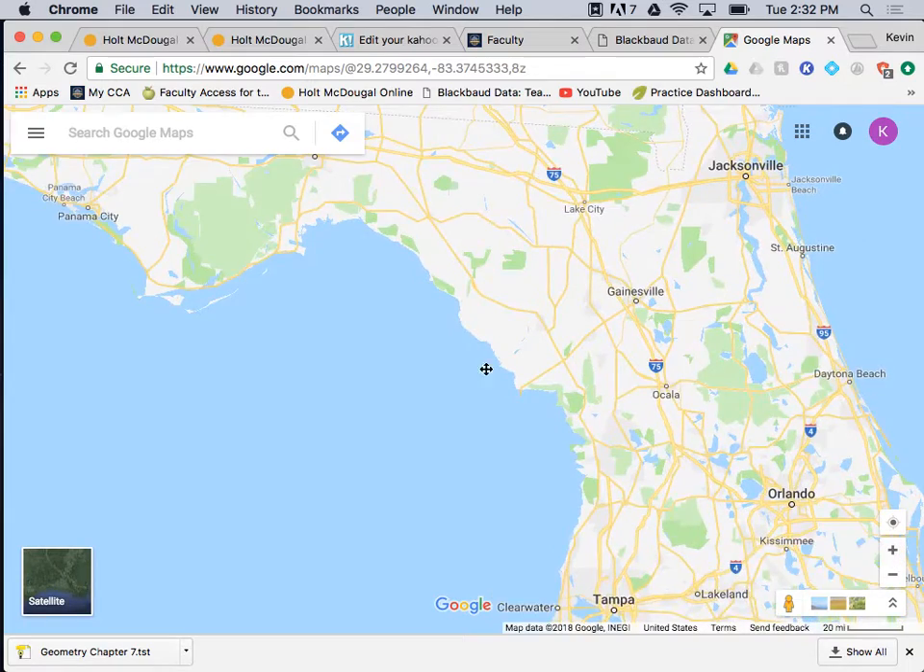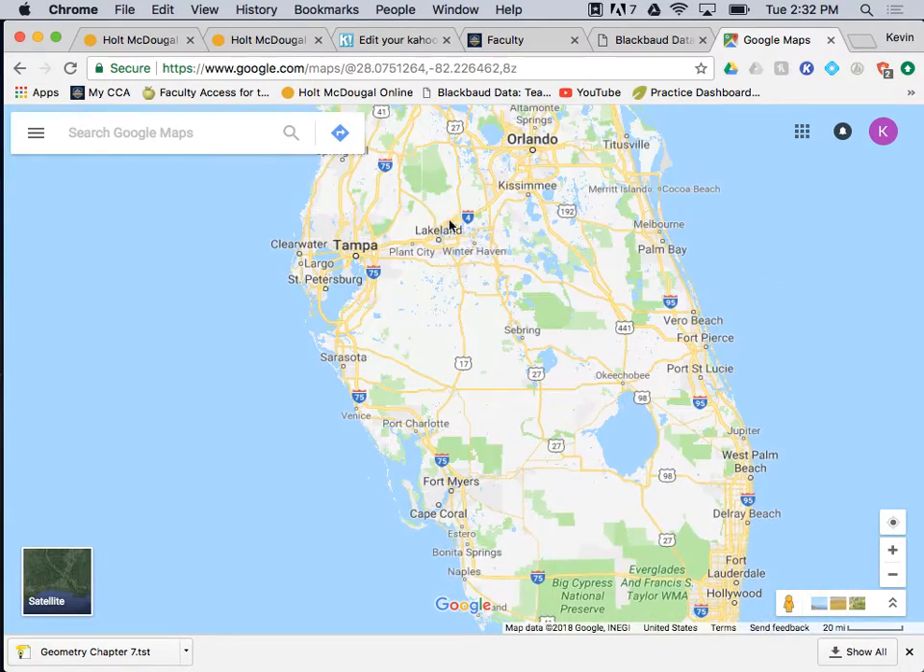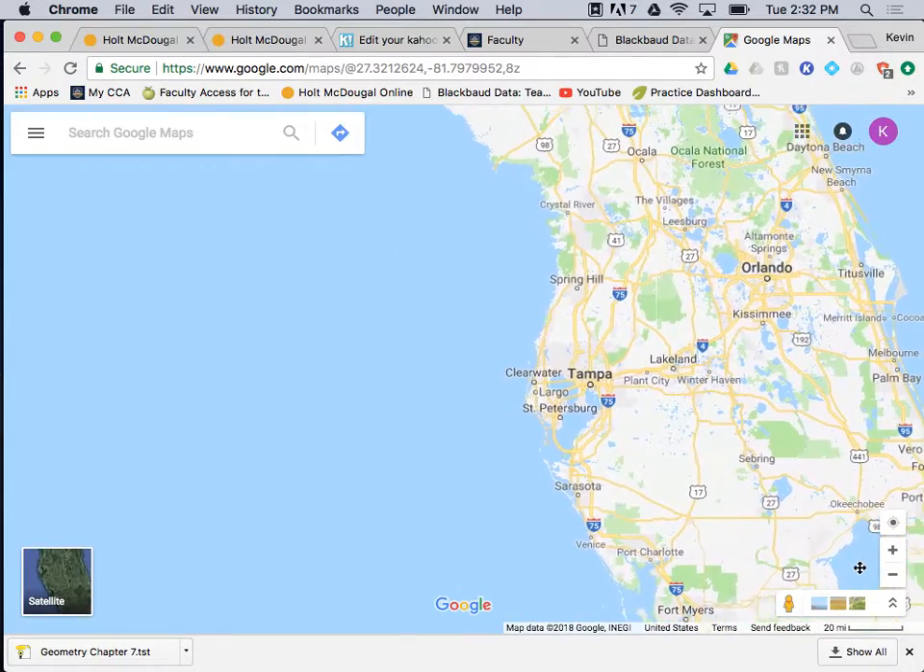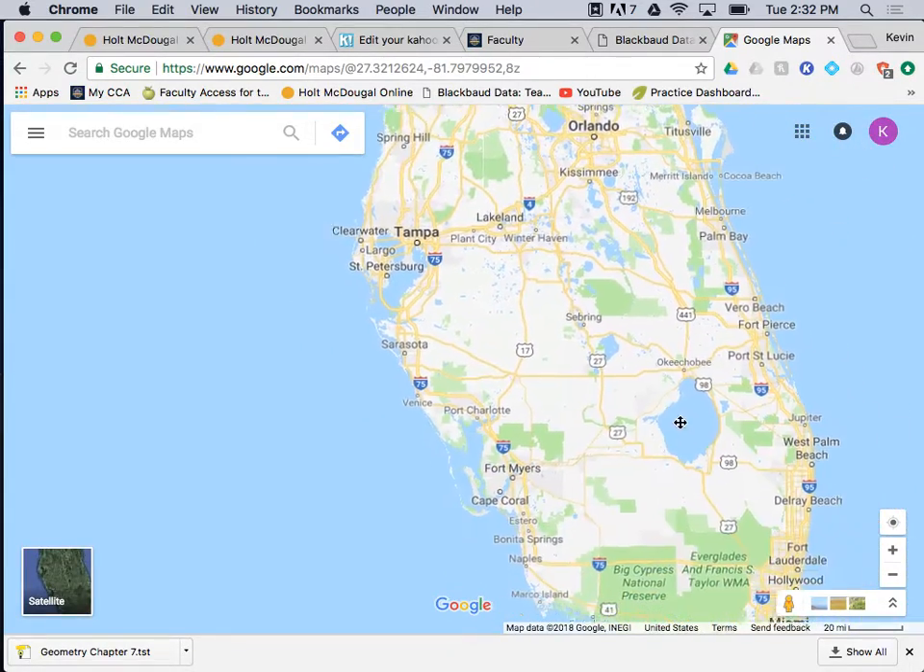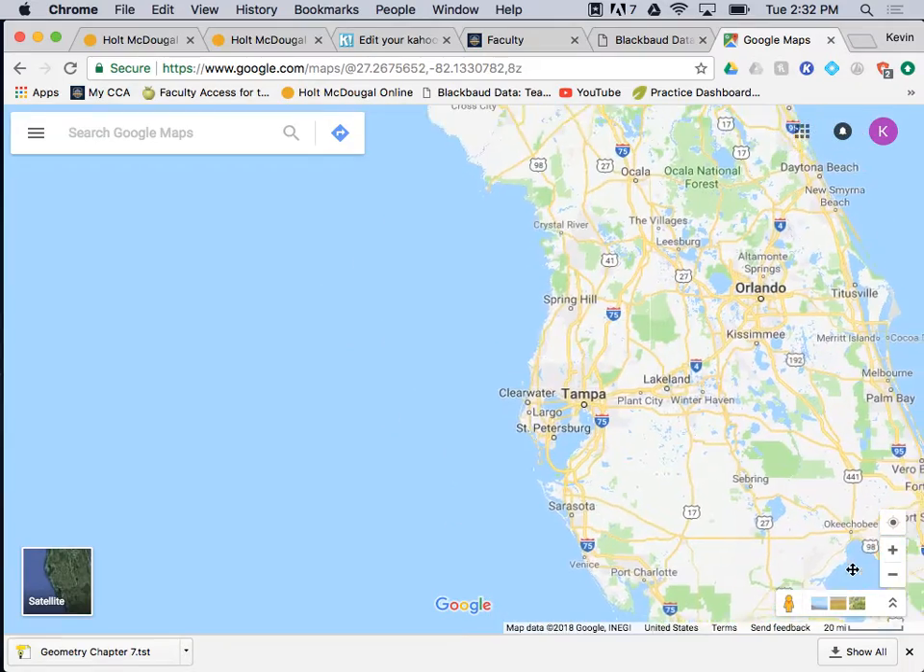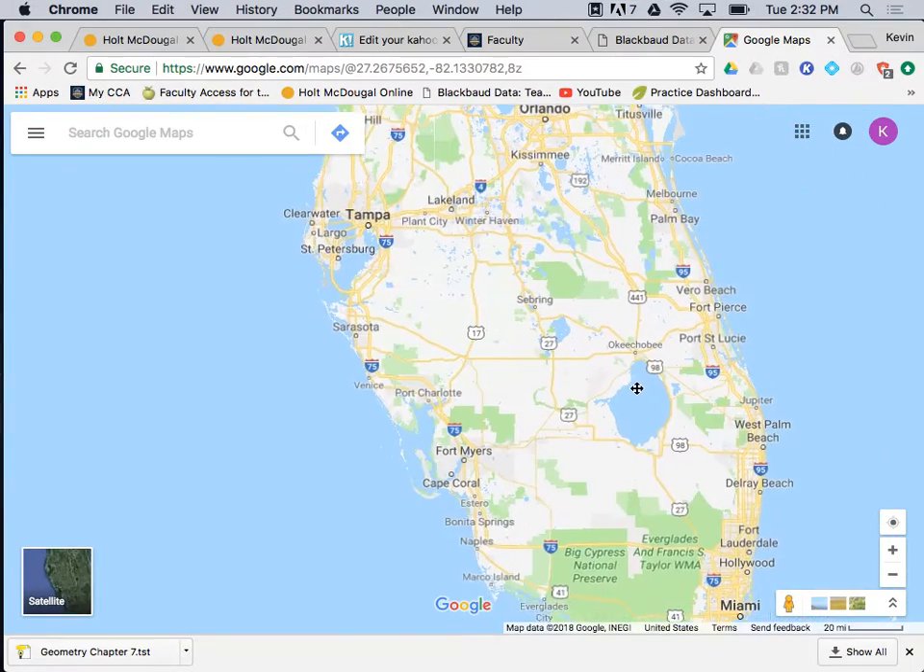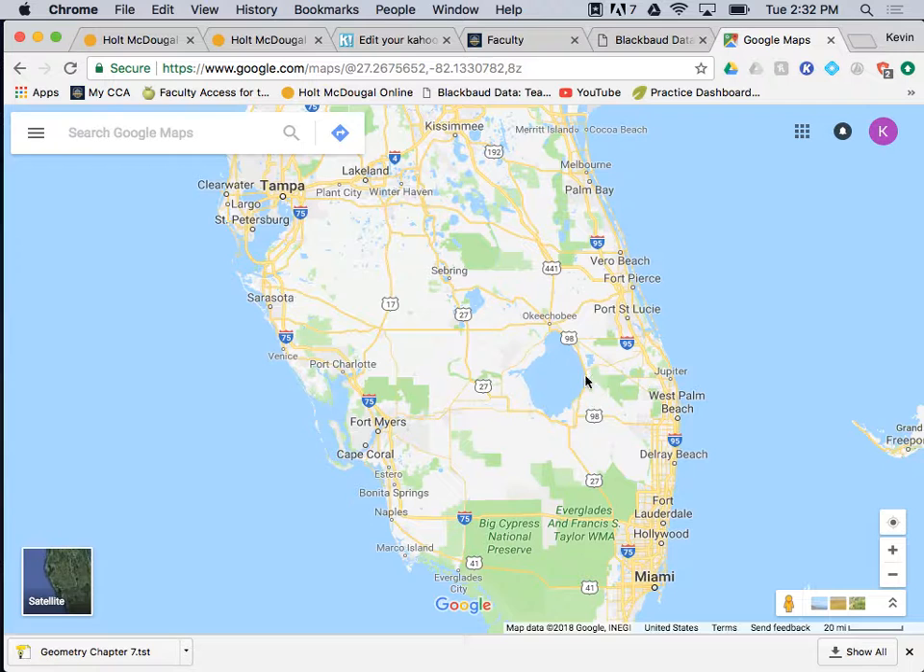Where is that? It's Florida. It's right here, Lake Okeechobee. If you look at this, you can kind of see by the scale, I'm dragging Lake Okeechobee. It's about 20 miles wide and maybe 30 miles long. Cool. You see, that's a scale.